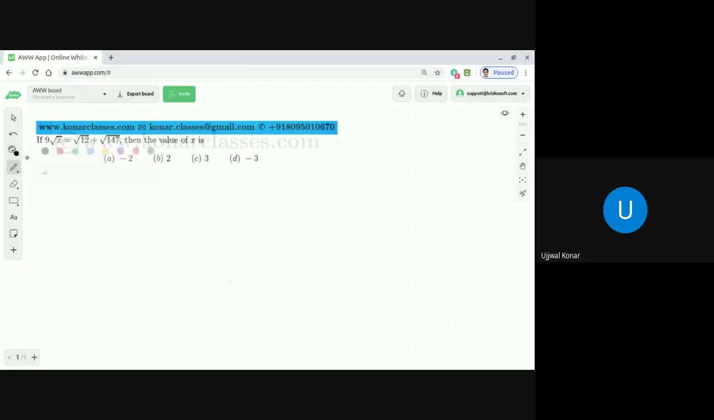So this is the first question, what you see in front of you, dear students. The question is: if 9 square root of x is equal to square root of 12 plus square root of 147, then what is the value of x? So it's 3.